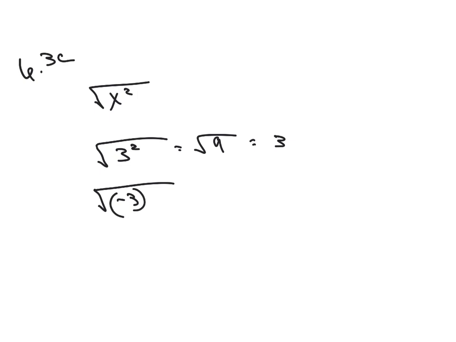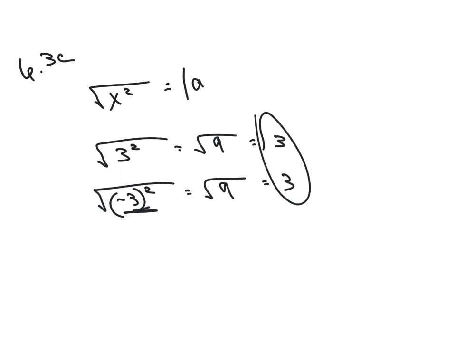But what if we had -3 and we squared it? -3 squared is 9, and the square root of 9 is 3. So we get the same answer regardless of whether our number is a positive 3 or a -3. So let's just say that when we take the square root of, say, x squared, like here at the top, that is equal to the absolute value of x.